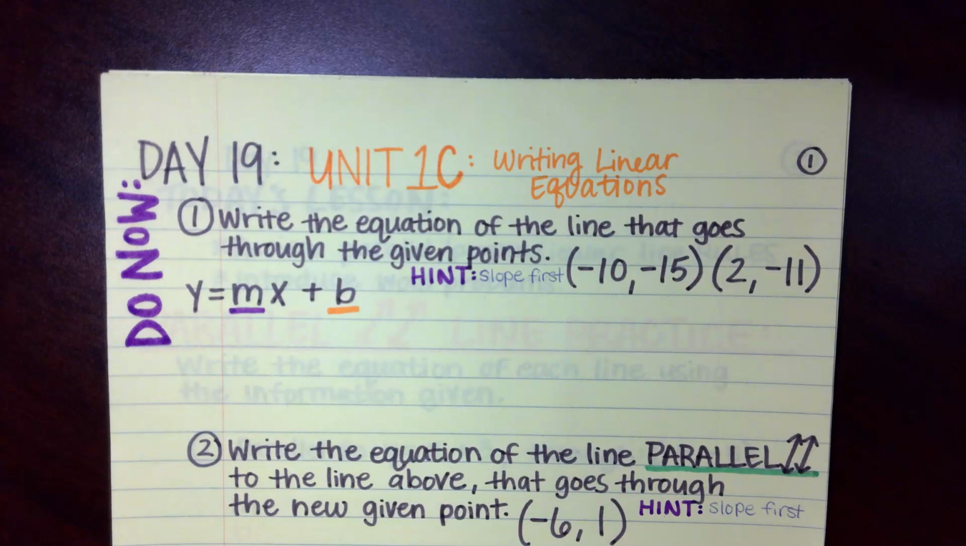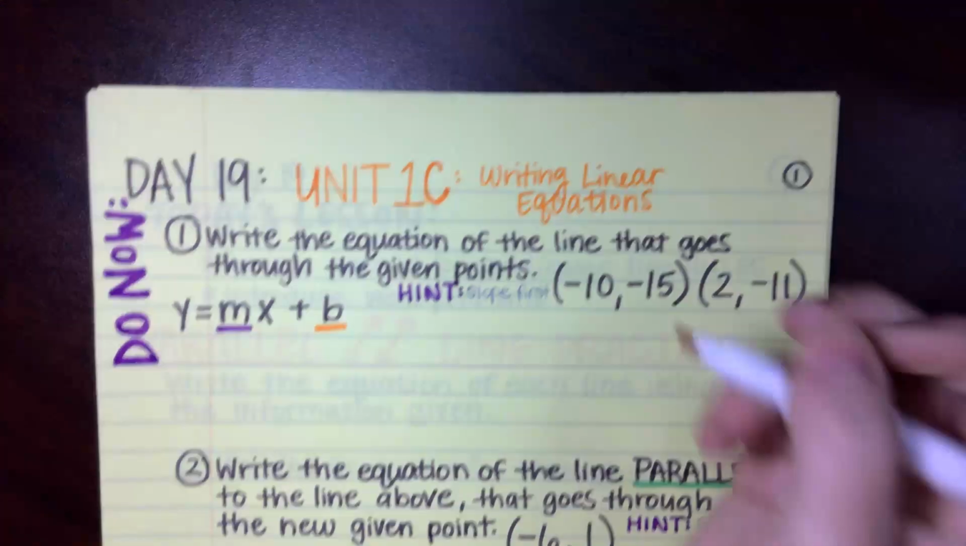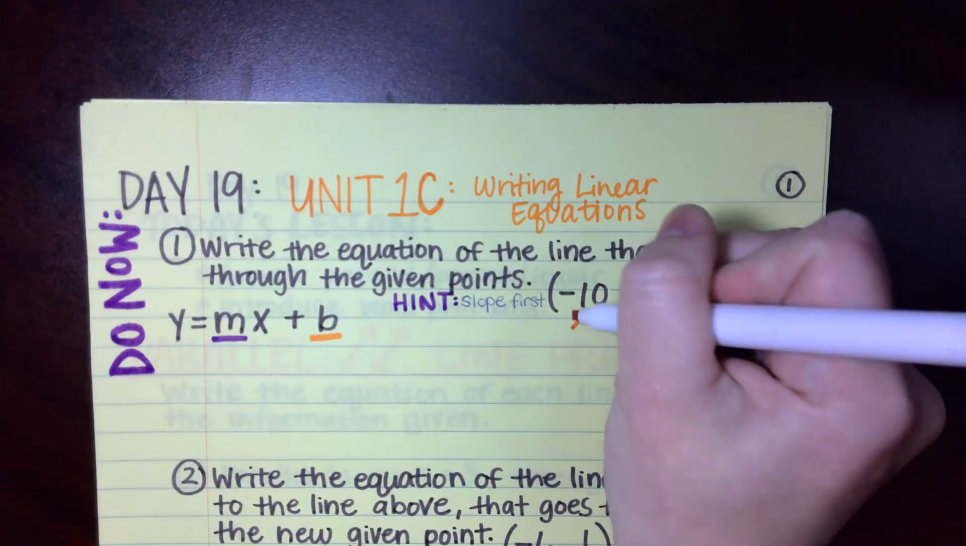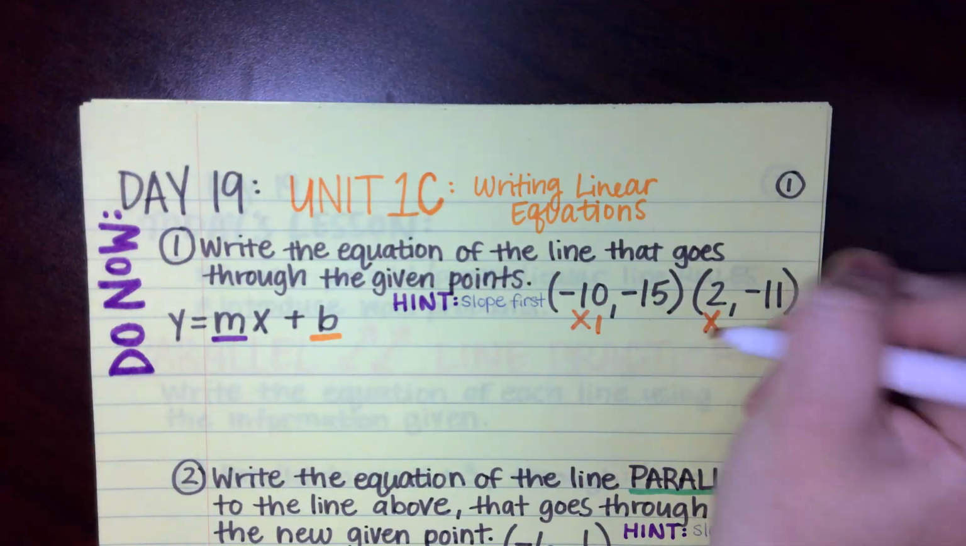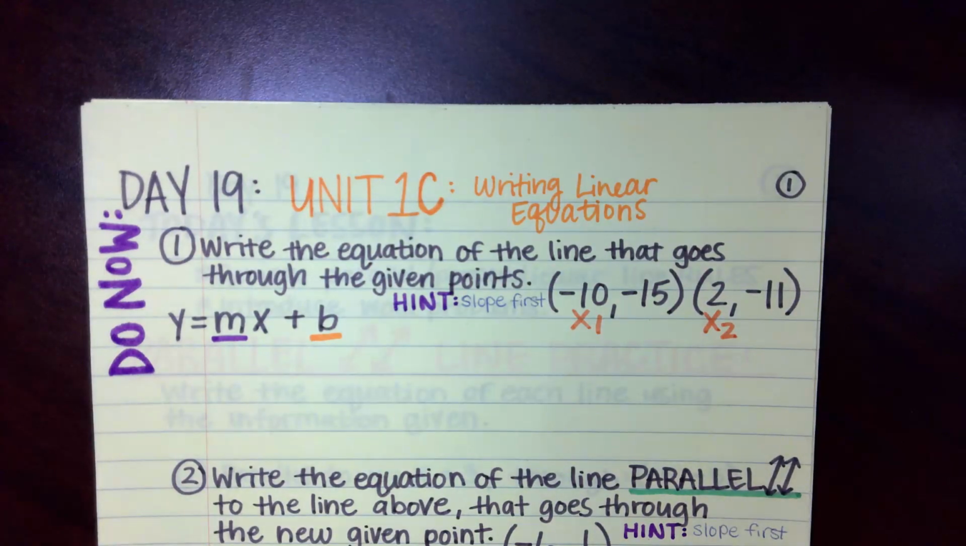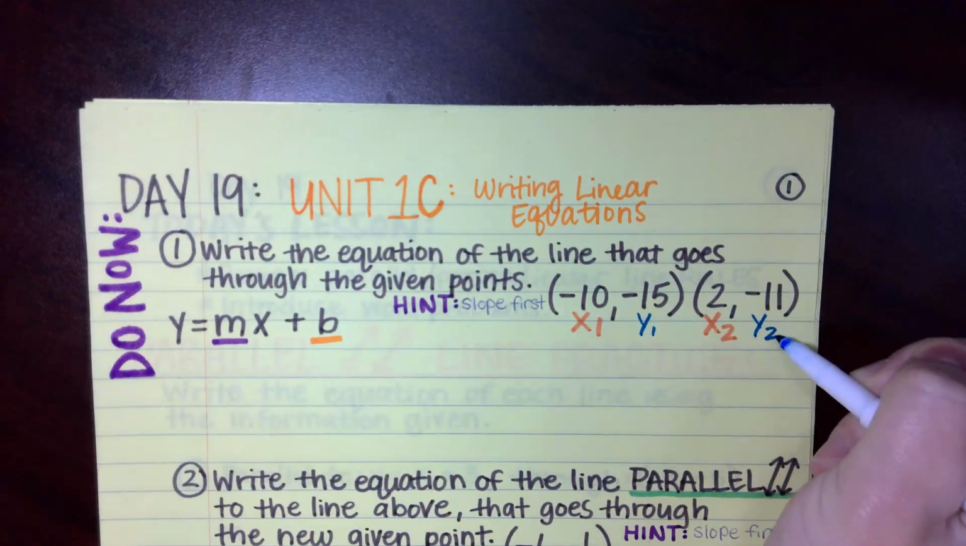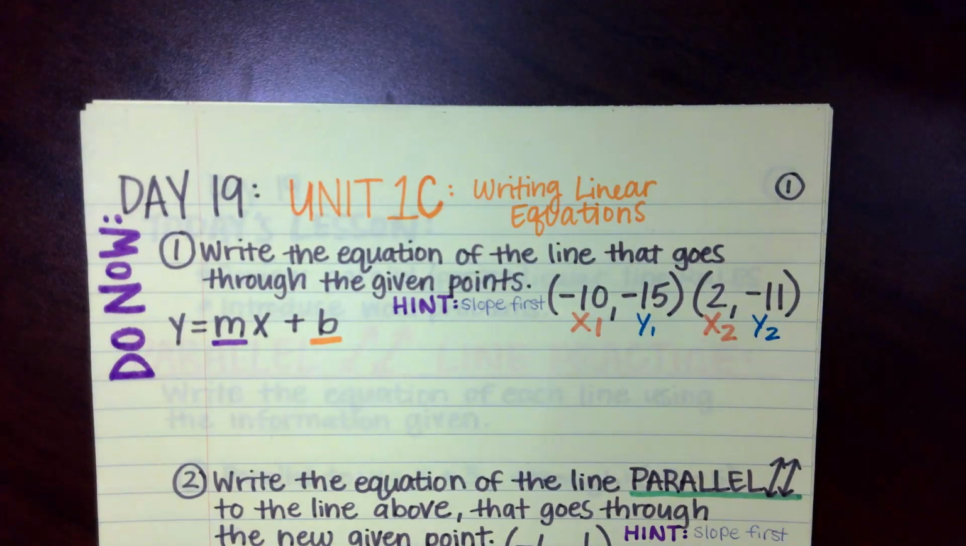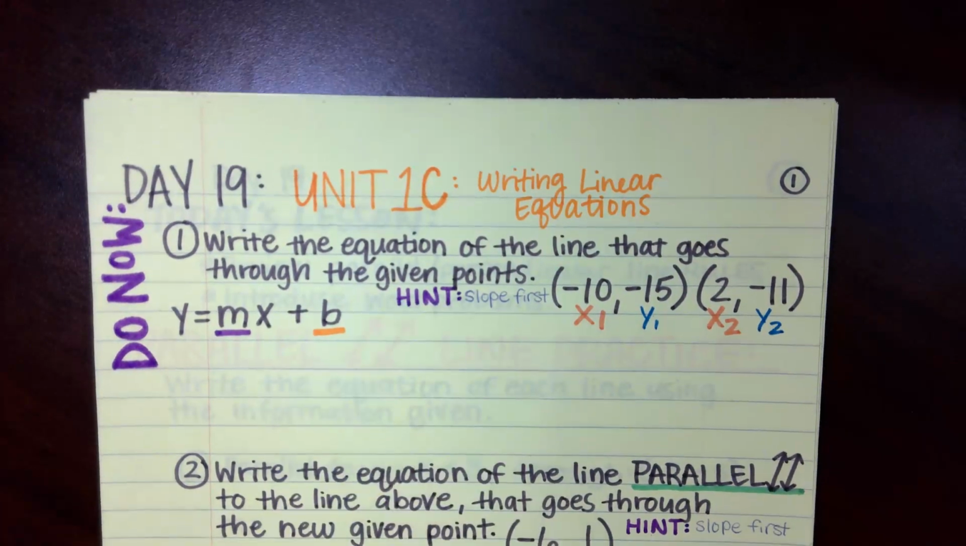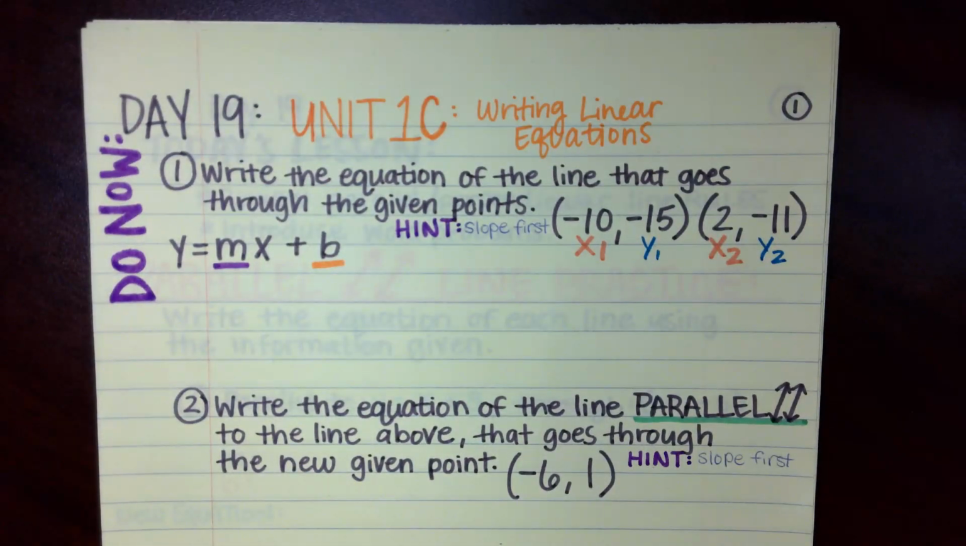What should we do first, guys? Do our Y to label. Yeah, let's label everything. So I've got x1, x2, and y1, y2. Okay, and then I gave you a little hint. We're going to find slope first. So then, Bree, you were about to tell me what we need to do next. What are we doing next?